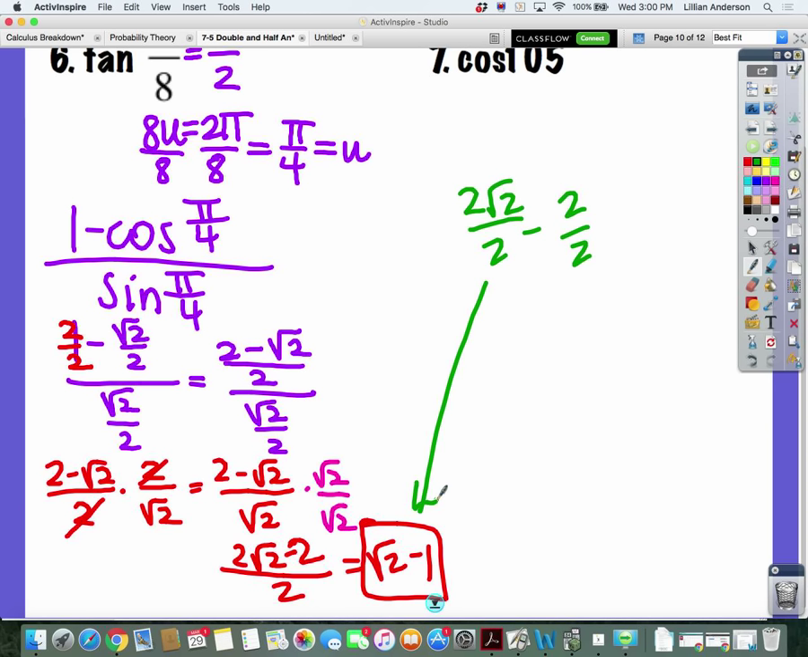Question? That step, could you not have separated it, like, wrote it as 1 over square root 2 over 2 minus square root 2 over 2, over square root 2 over 2? Yes, you could do that. That would also work, yes.